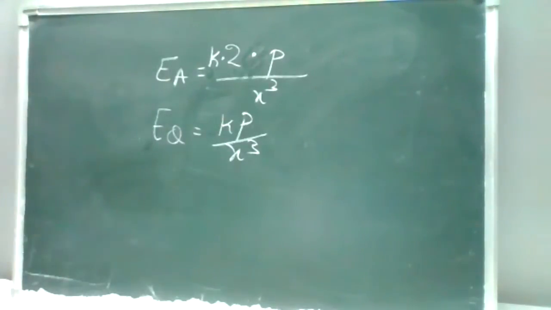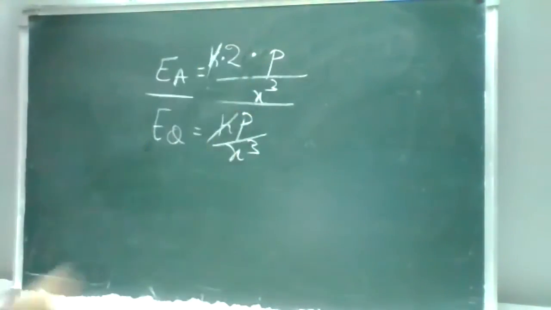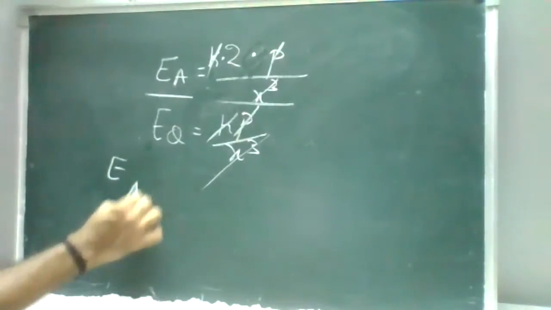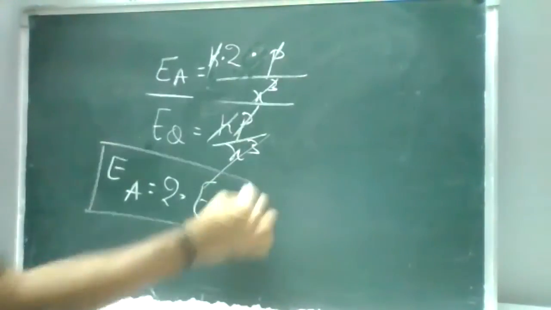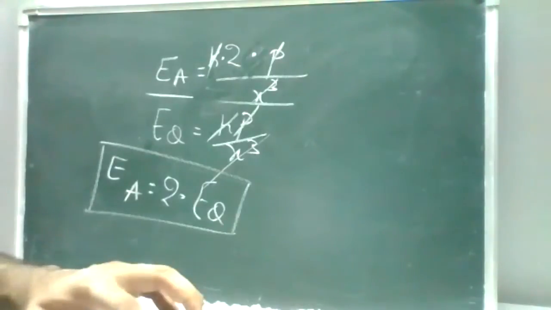When you are comparing these two, when I take the ratio, k and k will get cancelled, p and p will get cancelled, x cube will get cancelled. Correct? So E axial is equal to 2 into E equatorial. Remember this relation: E axial is equal to 2 into E equatorial. This applies when we are discussing the shorter dipole, where a is much lesser compared to x. Right? Any doubts?